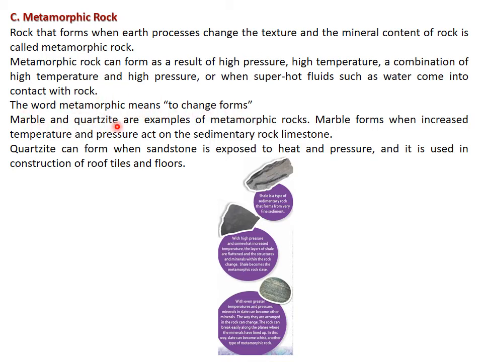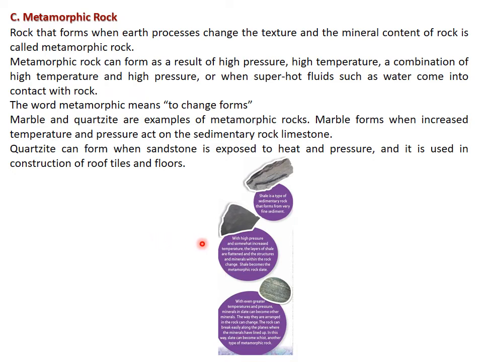Marble and quartzite are examples of metamorphic rocks. Marble forms when increased temperature and pressure act on the sedimentary rock limestone. Quartzite can form when sandstone is exposed to heat and pressure, and it is used in construction of roof tiles and floors. Now let's look at this picture.